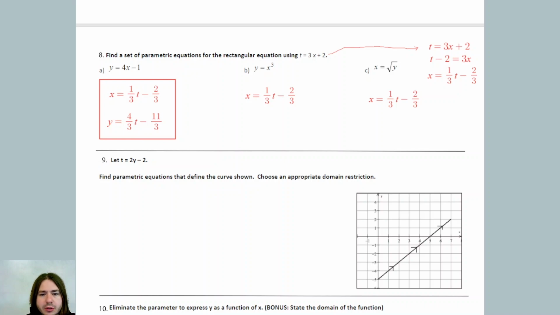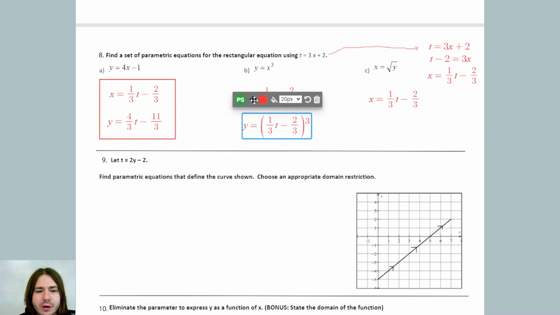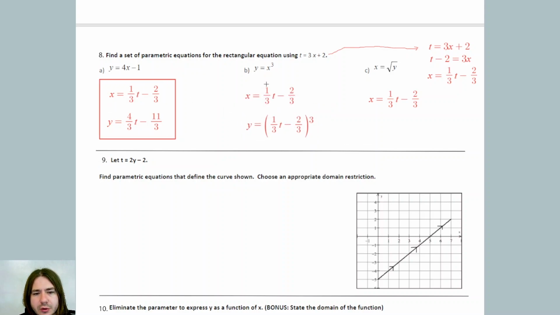For B, we're just going to substitute this into x, and we can actually just leave it like that. We don't need to cube out the entire thing. So I'm just going to say that y equals that x cubed, and it's safe to leave it there. We could have probably done that over here too, but there's really no reason to cube this out.